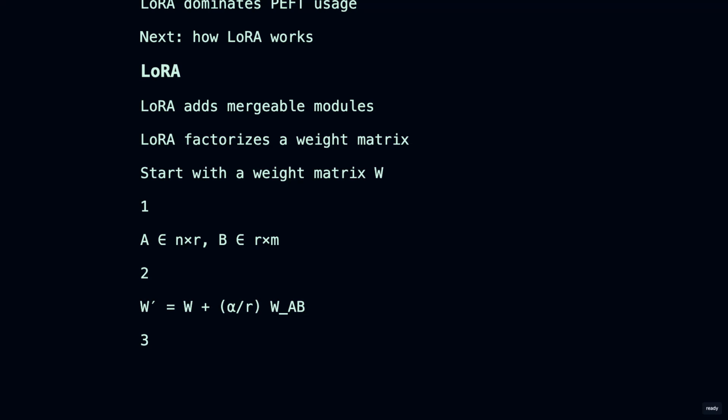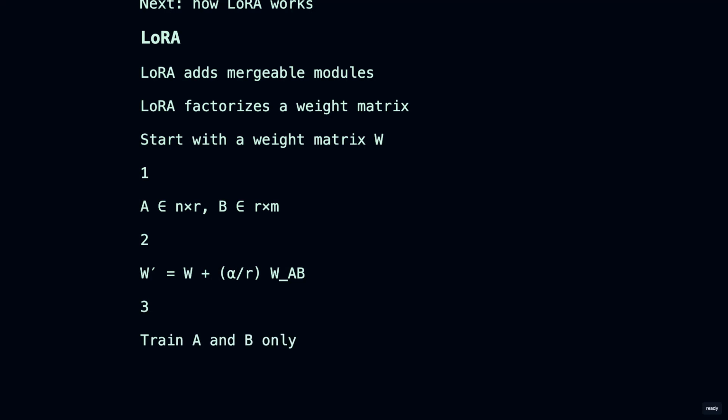Finally, only the small LoRA matrices are trained. The original weight matrix remains frozen throughout fine-tuning. That is the real efficiency gain. The model learns by updating A and B, not the full matrix W. So the trainable part becomes much smaller than full fine-tuning.